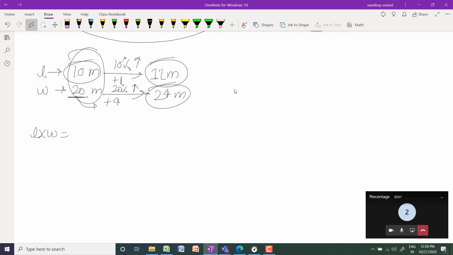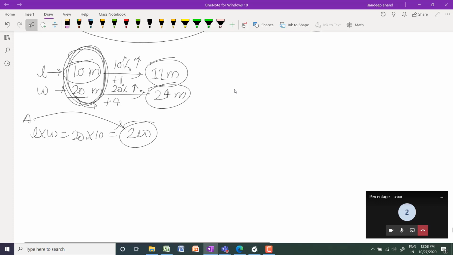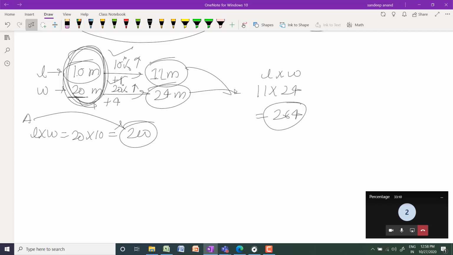Initially, the length into width, what is my area? 10 into 20, so 200 is my initial area. Now how much did it change after increasing the length by 10% and the width by 20%? So 11 into 24, length into width. Suppose this is the current, so 264.